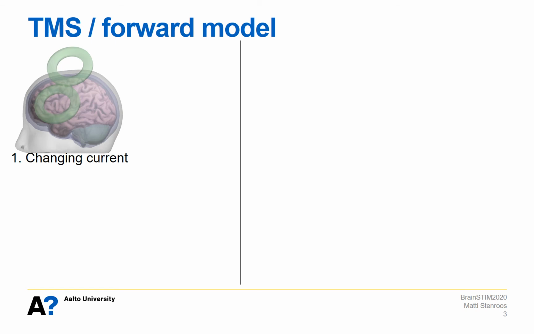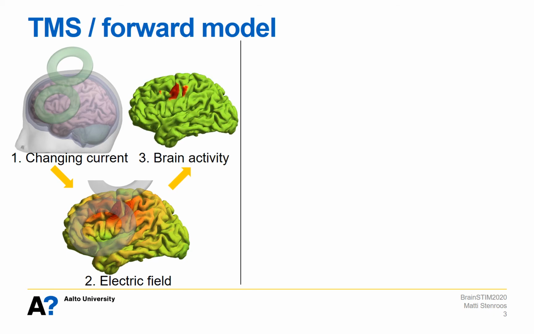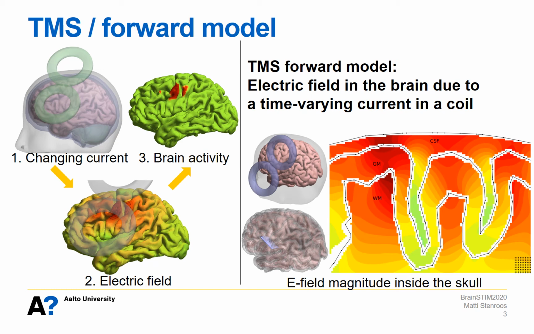In transcranial magnetic stimulation, TMS, a brief current pulse in a coil outside the head causes a time-varying magnetic field which induces an electric field in the brain, and this E field stimulates the cortex. To estimate where and how strongly we are stimulating, we use a TMS forward model. Here you can see a visualization of the E field inside the skull under a figure-of-8 coil.